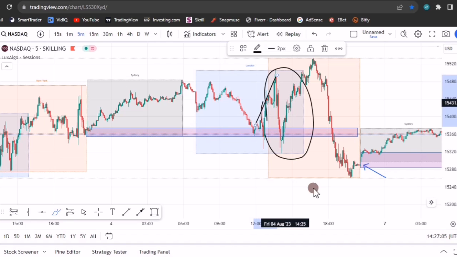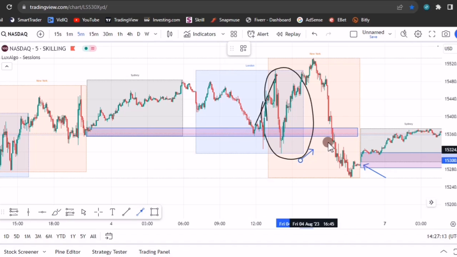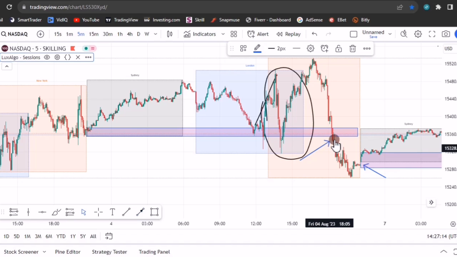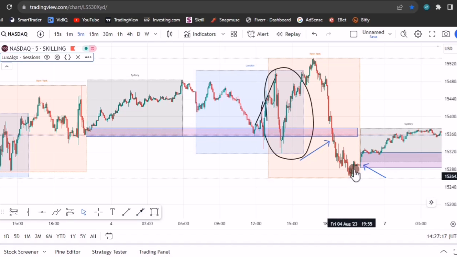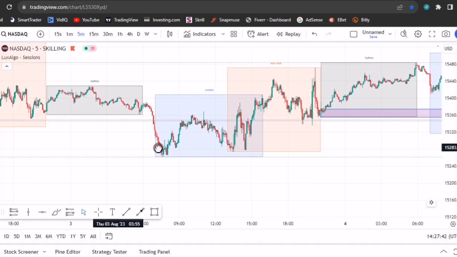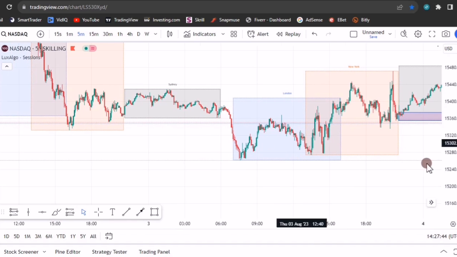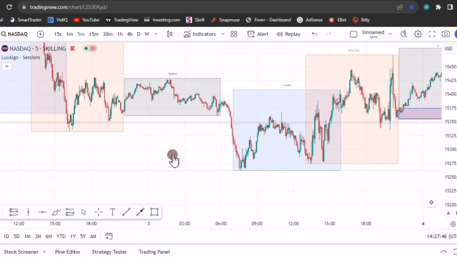Okay, and then see what it did right here. It managed to cross this backbone, so you could have taken your sell trade there, and then you could have dropped with it, and when it gets to the end of the period, you close the trades, you start again. Okay, let's take more examples. This is not a hit and run thing.